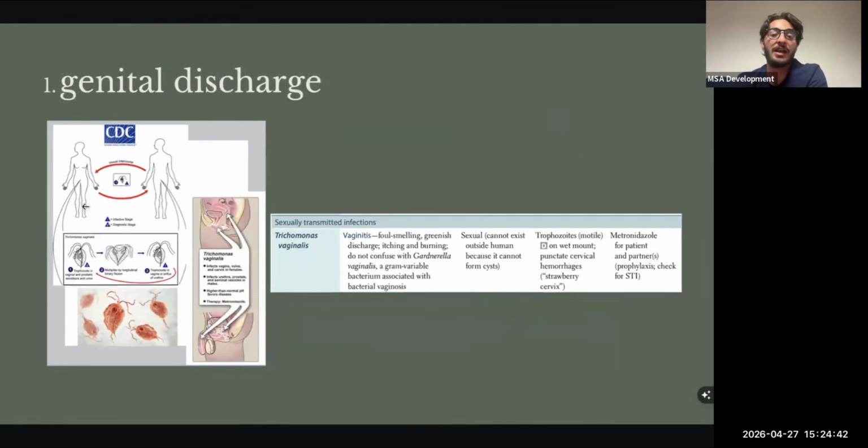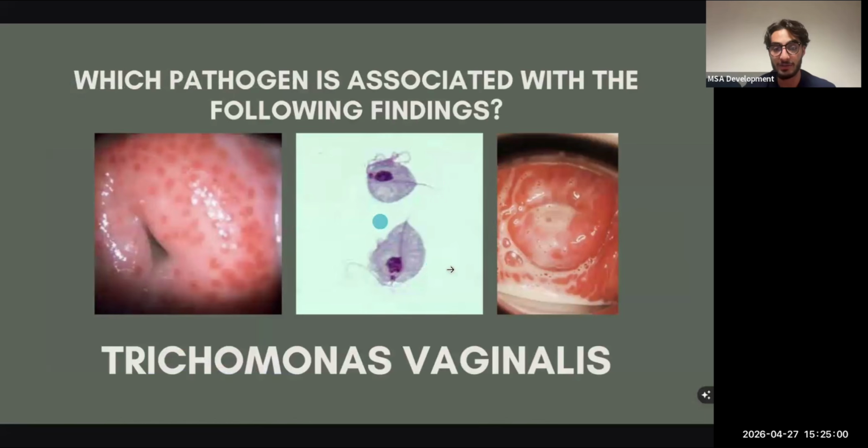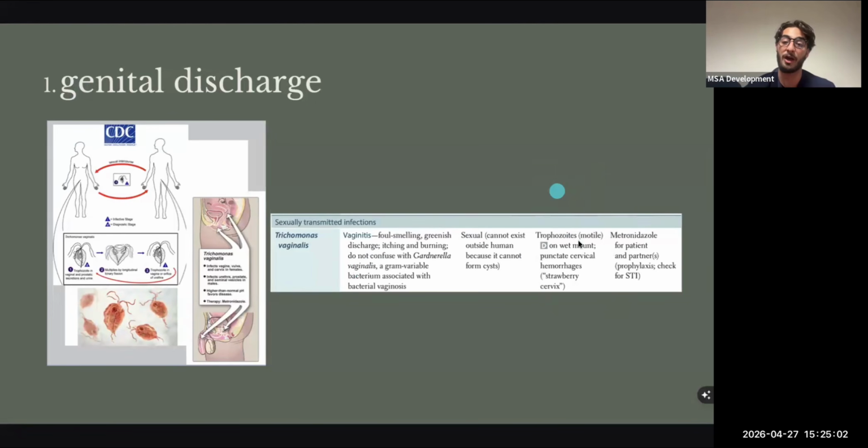It's only a sexually transmitted infection, and it's completely asymptomatic in males. So if you get a female patient who has Trichomonas vaginalis or trichomoniasis, you would have to also treat the partner. And what's the treatment? It's metronidazole. And how do you diagnose it? You're going to see these trophozoites on wet mount.